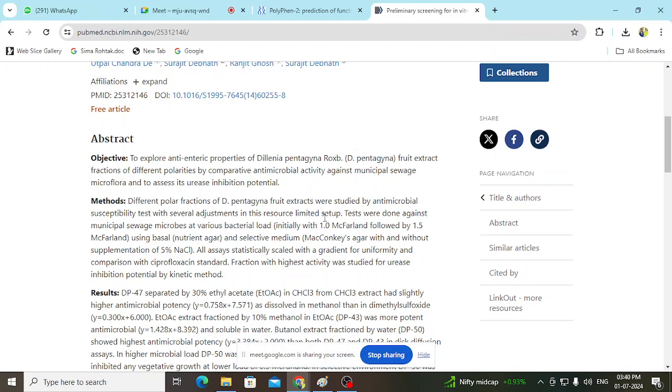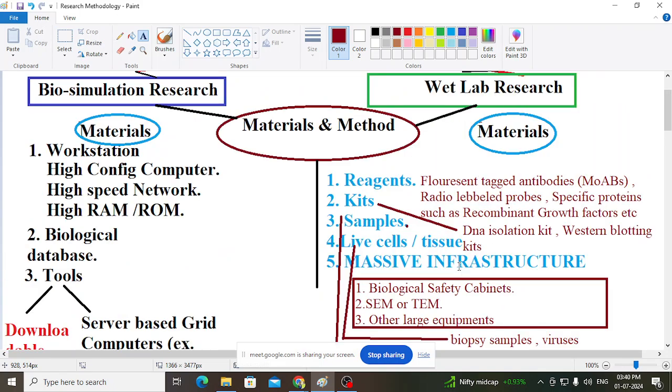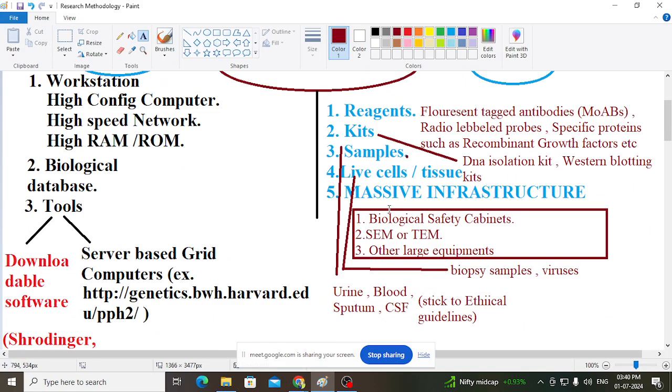We need to have an assay area which is completely sterile, which is also known as a biosafety cabinet. Can you remember the biosafety cabinet we have spoken about? This is the biosafety cabinet, very important one, very costly also. What does it mean? It means that there will be an area which is completely sterile.